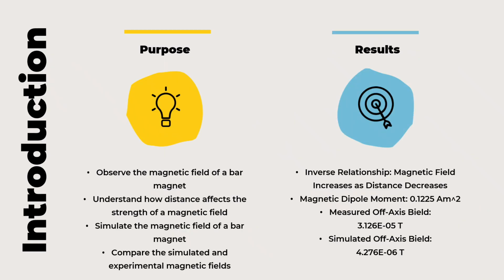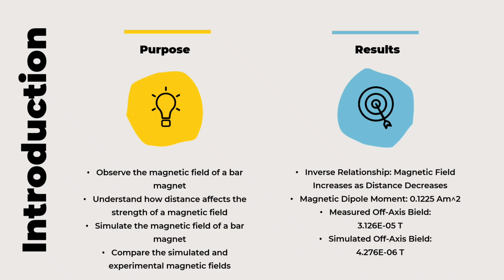So the purpose of this lab was to observe the magnetic field of a bar magnet and understand how distance affects the strength of a magnetic field. And then I simulated the magnetic field of a bar magnet through GlowScript and compared the simulated and experimental magnetic fields. The results show that the magnetic field increases as distance decreases, and then I calculated a magnetic dipole moment of 0.1225 amps meter squared.